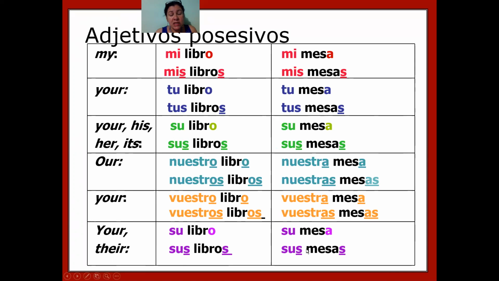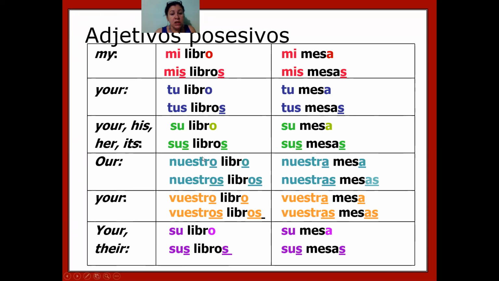That's where ambiguity is possible in the language. We're going to learn how to solve it. Then we have the plural ones. We have 4 versions because the first plural person and the second one have gender agreement too. The other ones only have number agreement.